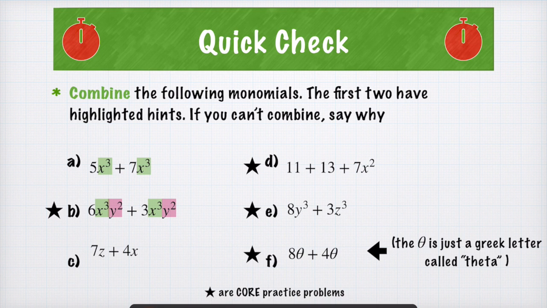That's time for another quick check. This time, what I'm going to have you do is combine the following monomials. The first 2 have some highlighted hints. If you can't combine them, I want you to say why. So this one that I have highlighted is kind of mean, but it's like that last example that we just did. We have 6x cubed y squared plus 3x cubed y squared. Since they both have an x cubed and a y squared, we can add them together because they're like terms. 6 and 3 is 9, and that's going to be 9x cubed y squared. And I'll give you a second to pause and look at these.